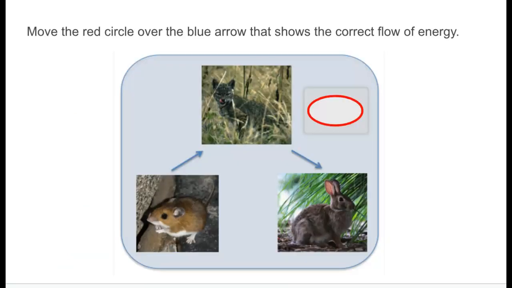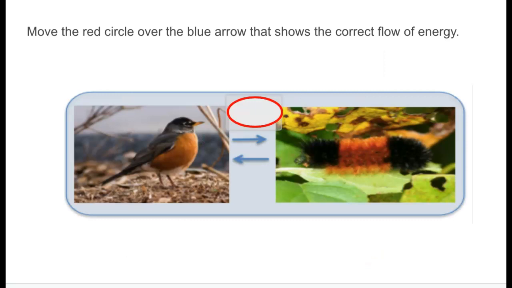Move the red circle over the blue arrow that shows the correct flow of energy. So would this one show the correct flow, or would this one show the correct flow? Move the red circle over the blue arrow that shows the correct flow of energy.